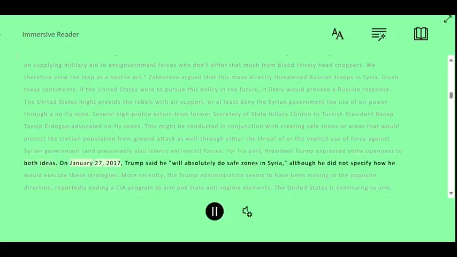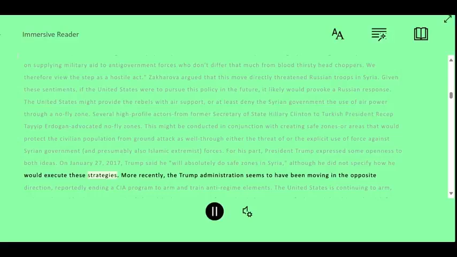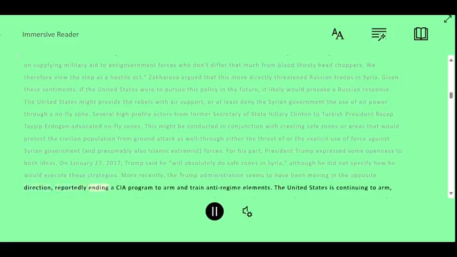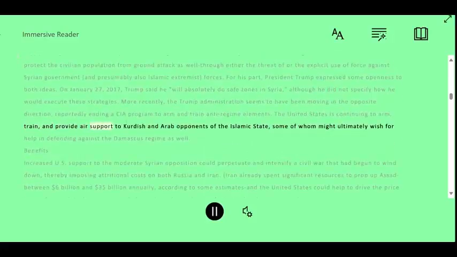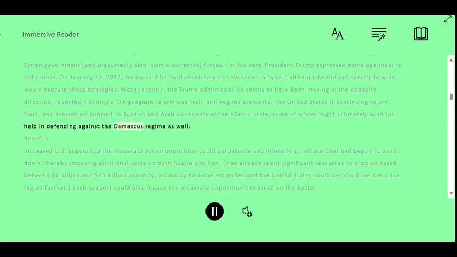On January 27, 2017, Trump said he will absolutely do safe zones in Syria, although he did not specify how he would execute these strategies. More recently, the Trump administration seems to have been moving in the opposite direction, reportedly ending a CIA program to arm untrained anti-regime elements. The United States is continuing to arm, train, and provide air support to Kurdish and Arab opponents of the Islamic State, some of whom might ultimately wish for help in defending against the Damascus regime as well.